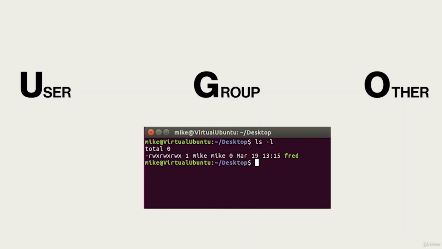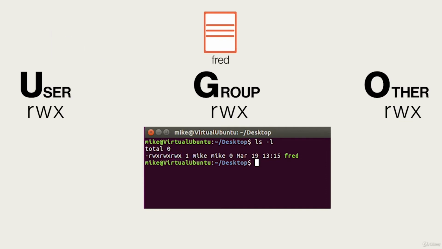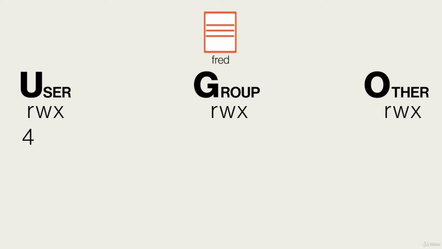So let's take a little bit of math to see how we can manipulate these different permissions. I've got this file called Fred. And if we type ls -l, on the left-hand side we're going to see rwx, read, write, and execute for the user, read, write, and execute for the group, and read, write, and execute for other. So let's have a little fun. Underneath this r, I want you to put the number 4. Underneath this w, I want you to put the number 2. And underneath the x, I want you to put the number 1. And go ahead and do this for the other 2 groups of 3.